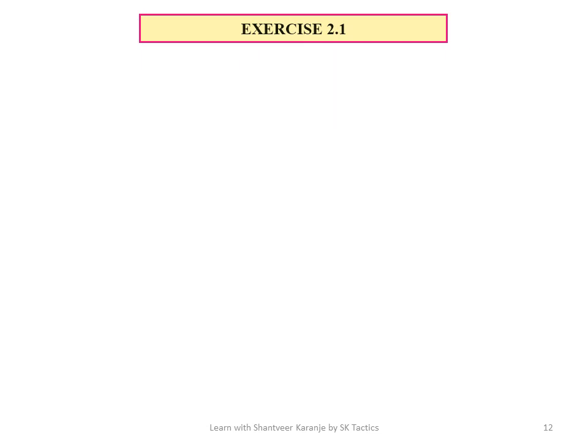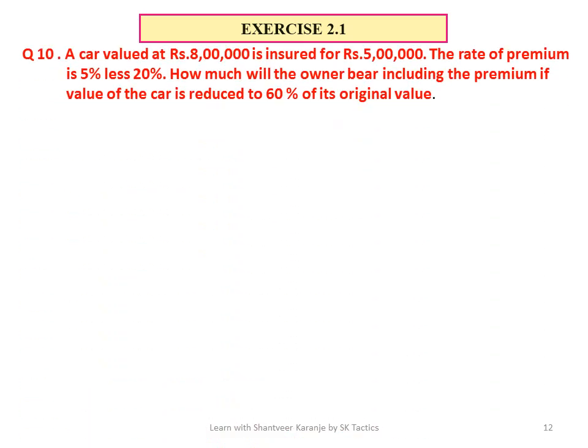Now the last question of this exercise 2.1 is question number 10. A car, sorry, it is not the last question. A car valued rupees 8 lakh is insured for rupees 5 lakh. The rate of premium is 5% less 20%. 5% less 20%. Remember this wording. How to calculate 5% less 20%? I will explain in this answer.